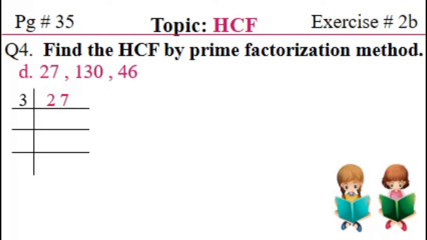So we will divide it by 3. As the first digit, which is 2, is smaller than 3, we will consider both the digits as a complete number. So it is 27. 3 times 9 is 27. The next number which we are supposed to divide is 9. And we know that 3 times 3 is 9. And now we have got 3. So 3 times 1 is 3.